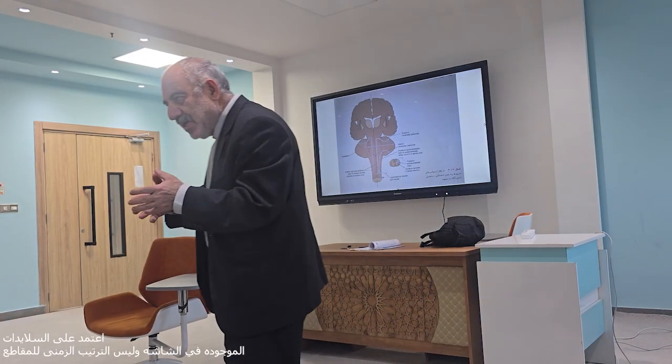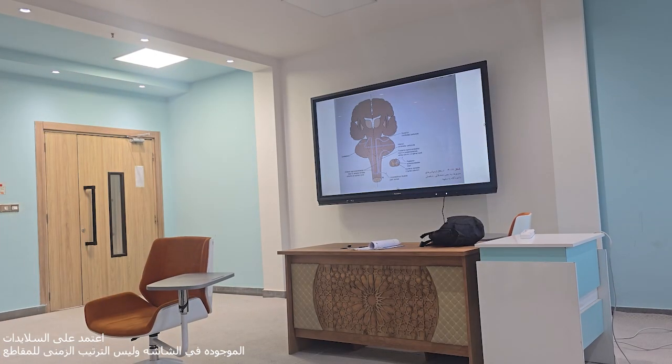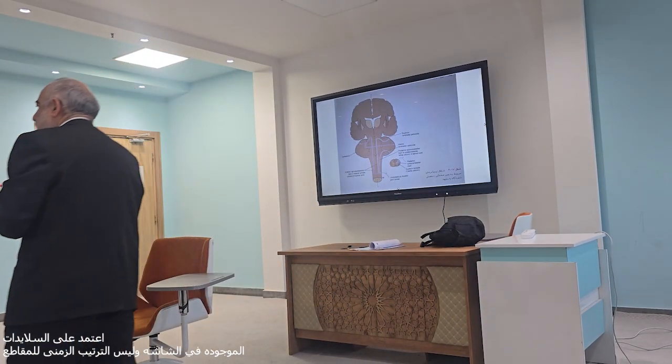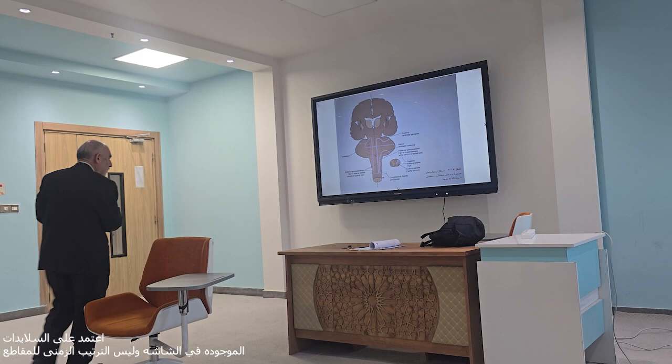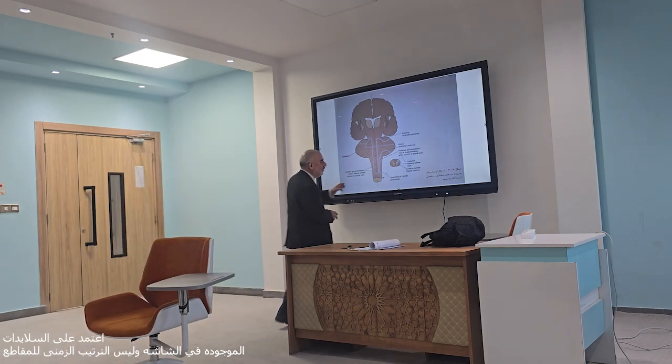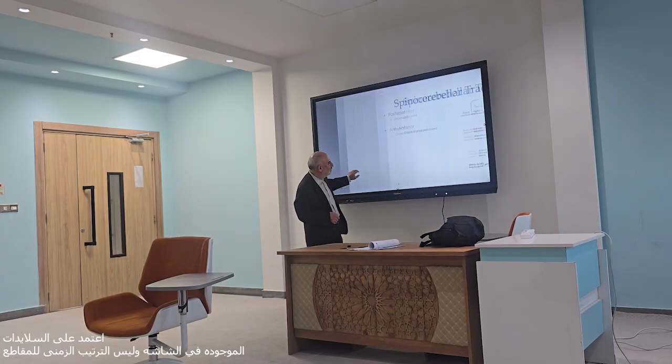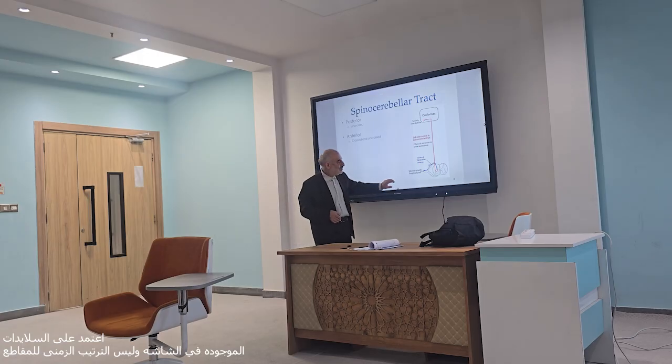Why do you have a good balance? Because all the time the cerebellum has an awareness of the state of the muscles. Okay, this is very important. So spinocerebellar pathways are important for awareness. Spinocerebellar pathways are important for awareness, and it means cerebellar awareness. This is very important. Look here.